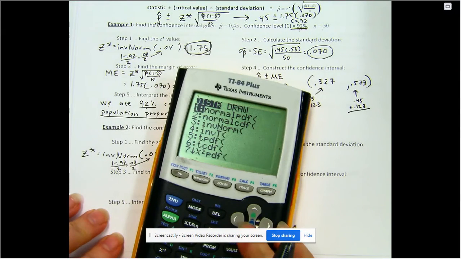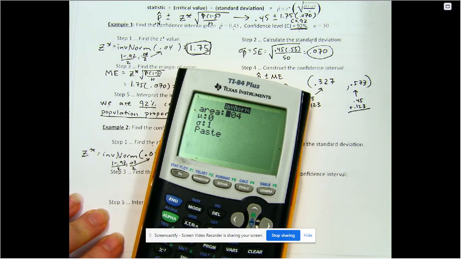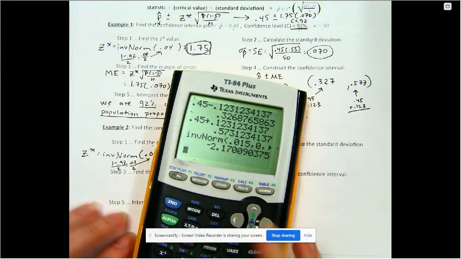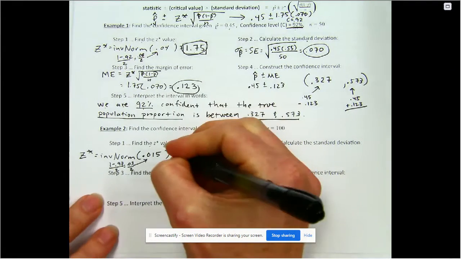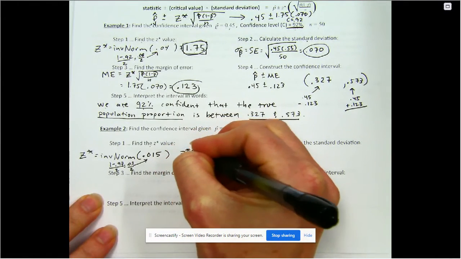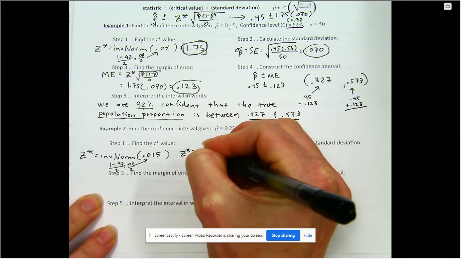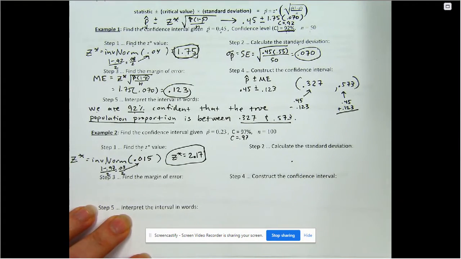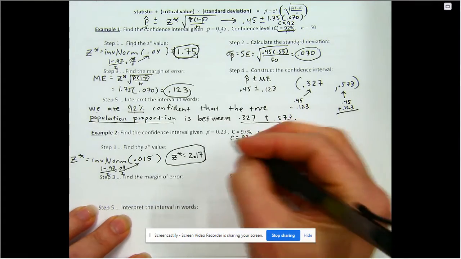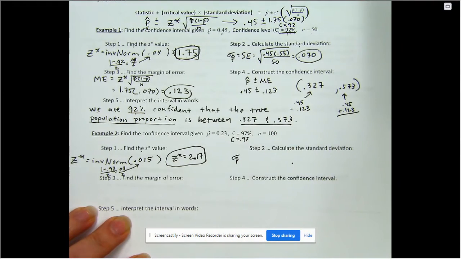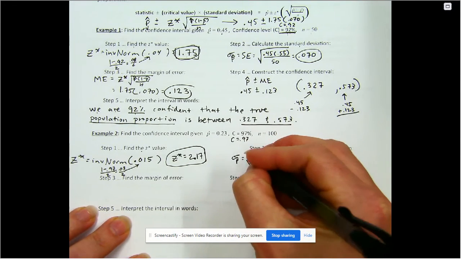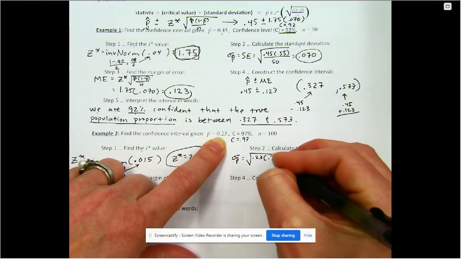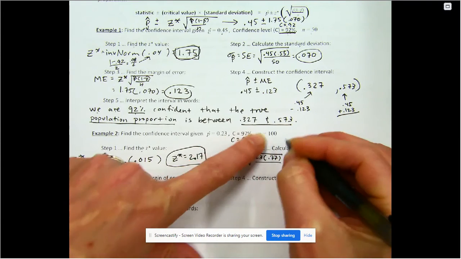So we're going to second bars, inverse norm. This time I'm putting in 0.015, and I got 2.17. So my z star equals 2.17. Next step, calculate the standard deviation, which you may also see referred to as a standard error. No big deal. So my standard deviation of the sampling distribution of p hat is going to be the square root of p hat, 0.23, times 1 minus p hat, 0.77, divided by n, which ours is 100.